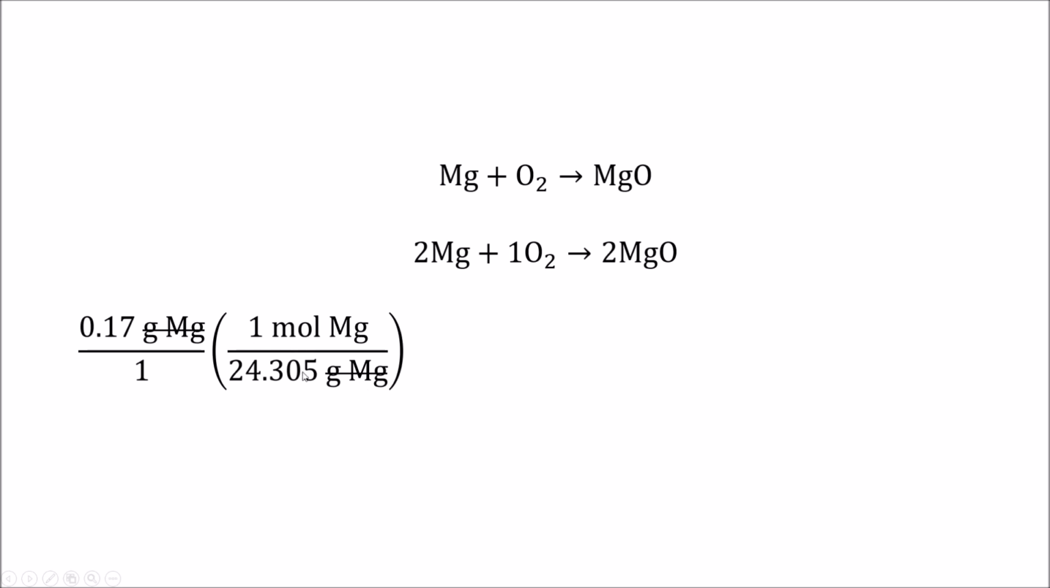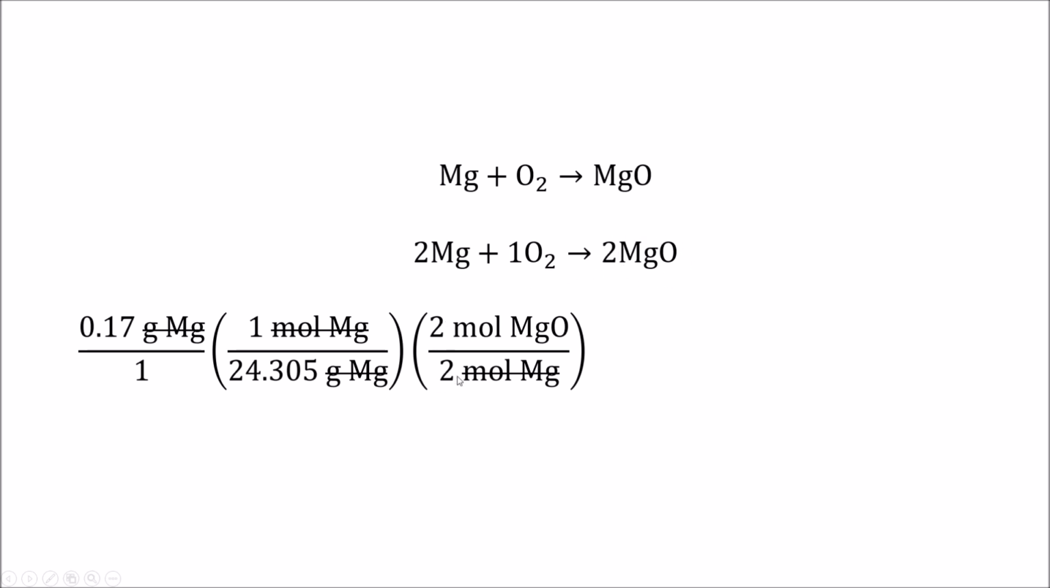And so we just divide by the molar mass pretty much. Then we can convert the moles of magnesium to moles of magnesium oxide. Notice how the units are canceling as we go. And so this balanced chemical equation says that for every 2 moles of magnesium, I'm going to produce 2 moles of magnesium oxide. So it's pretty much a 1-to-1 ratio.